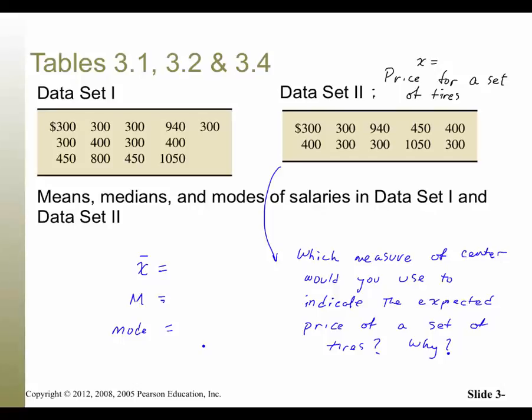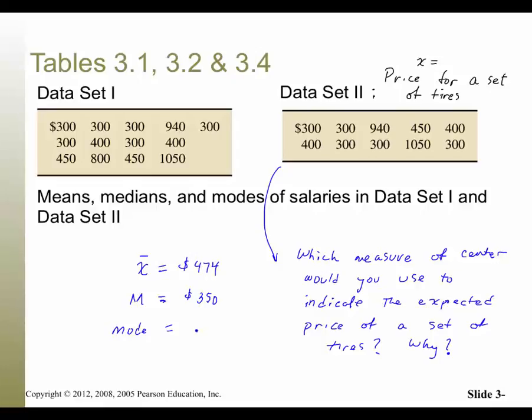Okay, so this question is made to get you to think about what's happening here. So what did we get for the mean for data set 2? Mean for data set 2 is $474. 474? Agree? Yes? Okay. What about the median? $350.